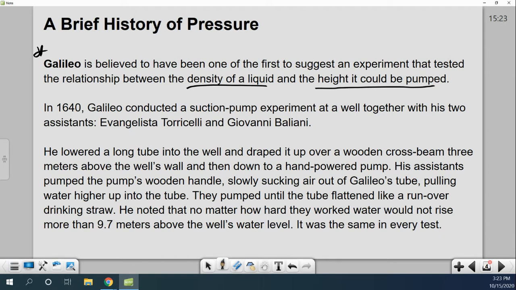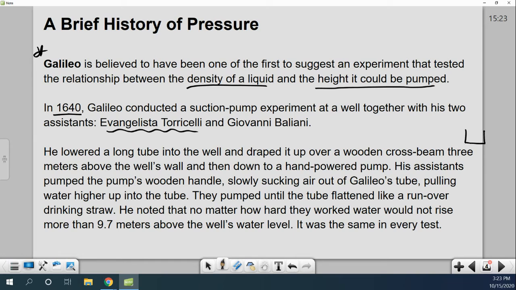And so this happens back in 1640. So we're like in the mid-1600s here. Galileo conducts this suction pump experiment at a well, together with two assistants, Evangelista Torricelli, who we're going to talk about in a minute because he's super famous, and Giovanni Baliani. So he lowers this really long tube way down into the well, and he drapes it up over a wooden crossbeam 3 meters above the well's edge. Let's draw this. I could do this.